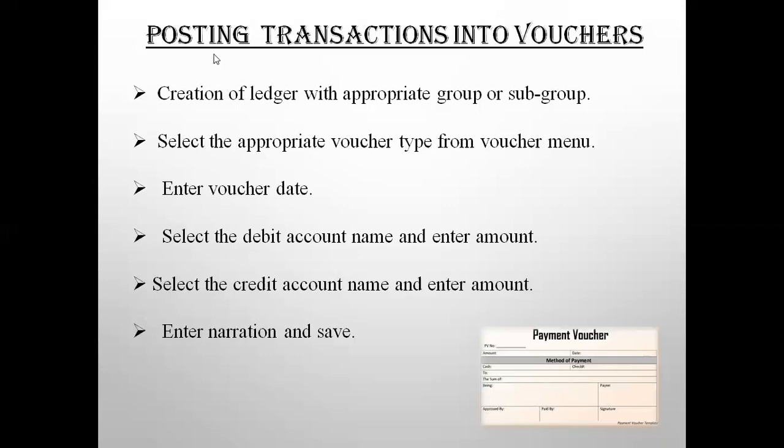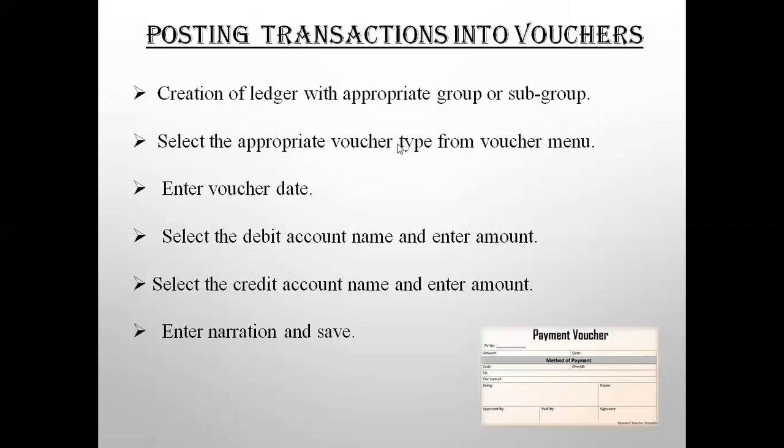So when you want to start entries in the vouchers, first you have to have a ledger, creation of ledger with the appropriate group or subgroup. Salary account is not there in any accounting software, for example, which I've given now. You have to create the ledger. So salary ledger will be created under the indirect expense group. So that ledger has to be created, and then you have to select the appropriate voucher type from the voucher menu. So my voucher type in my example will be payment voucher, paid salary by cash. This is the example I've given.